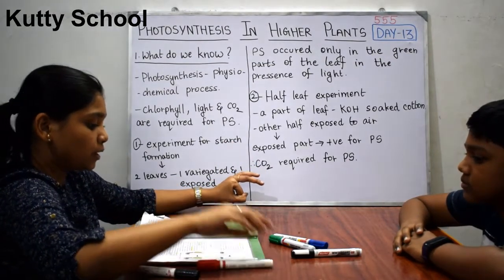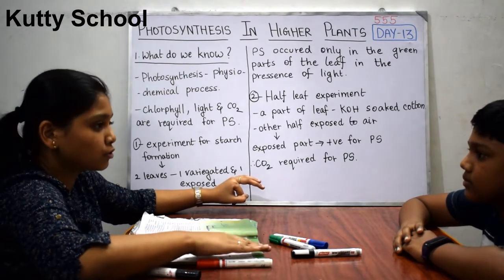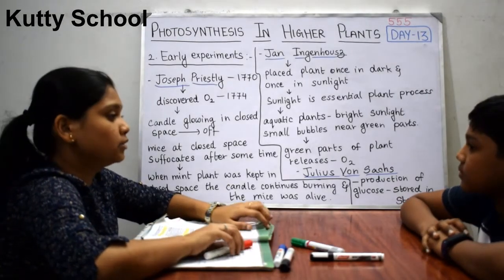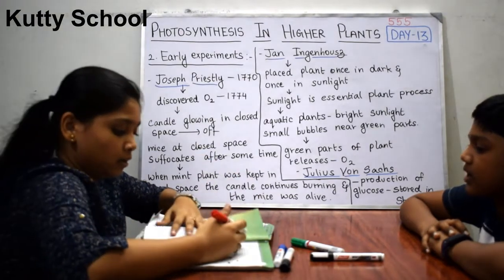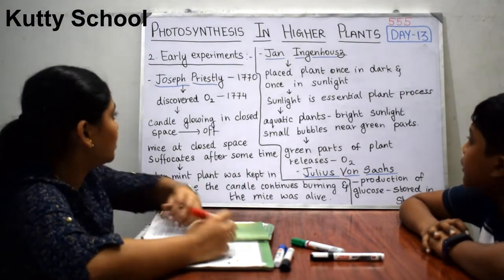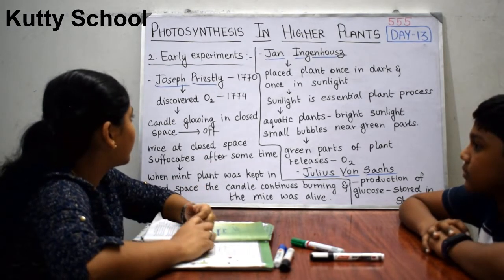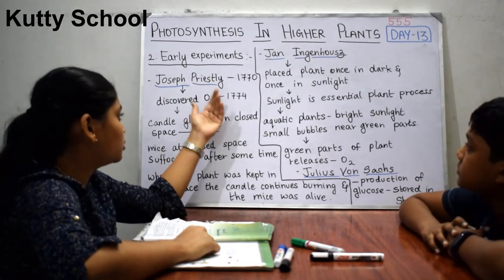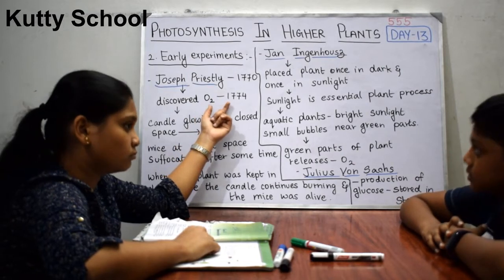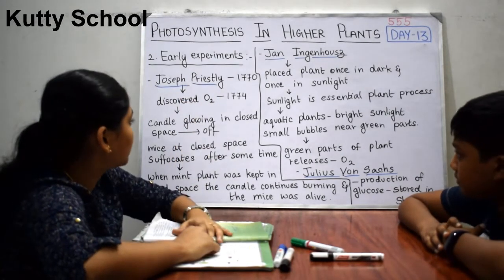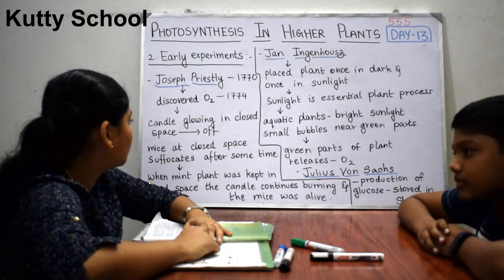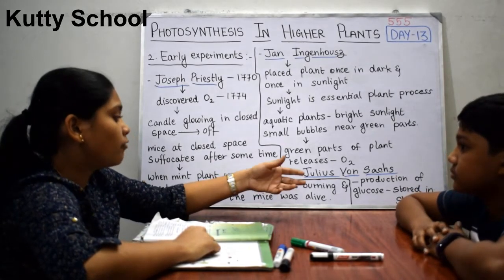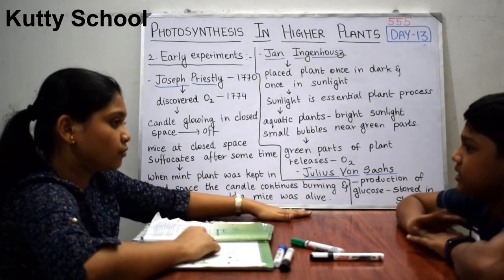Next we go to the next topic, which is the early experiments made on photosynthesis, which were done in the early periods. The first experiment was done by Joseph Priestley, who discovered oxygen in 1774. He observed that when a candle was glowing in a closed space, after some time the candle went off, because it needs oxygen to burn.